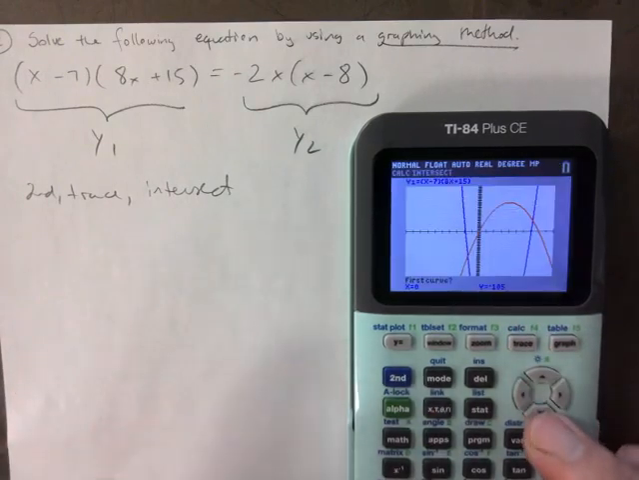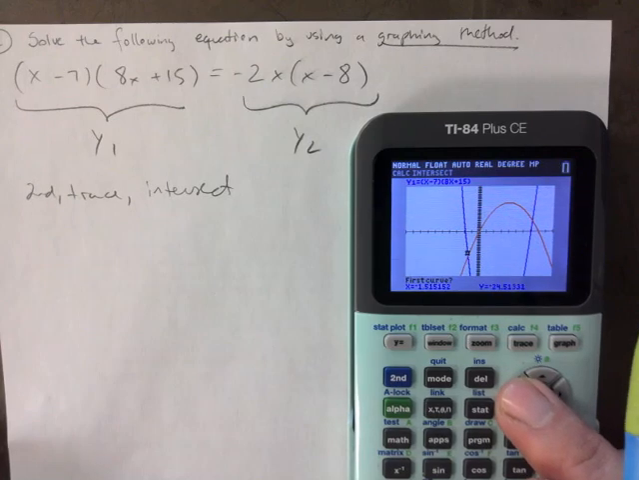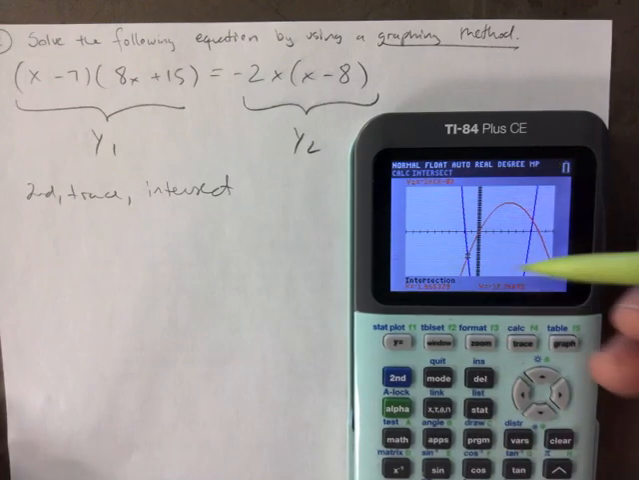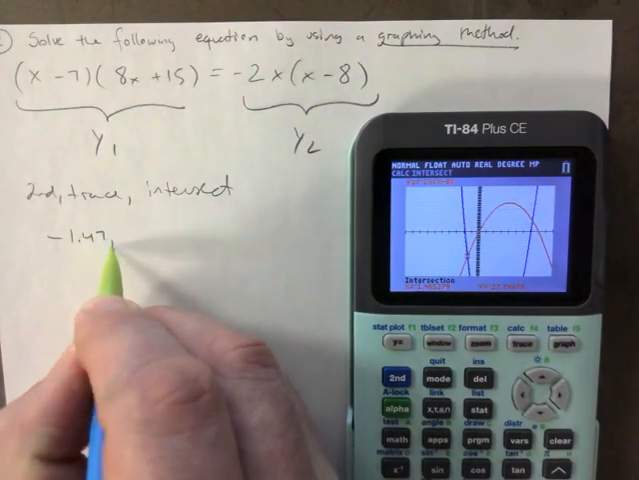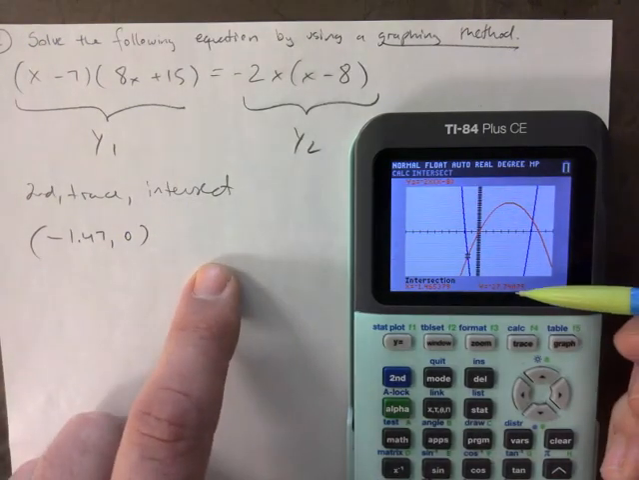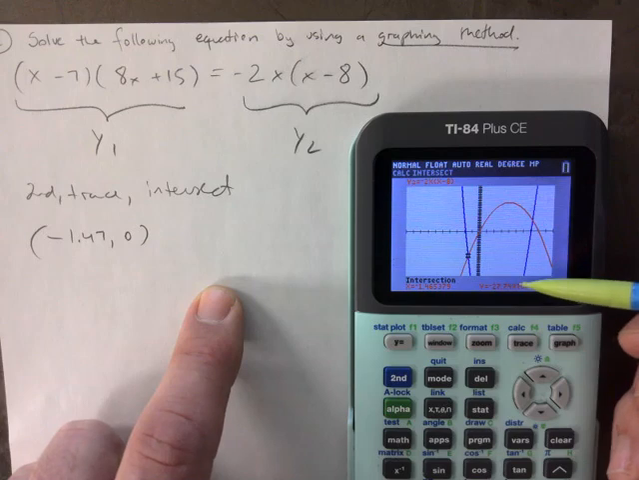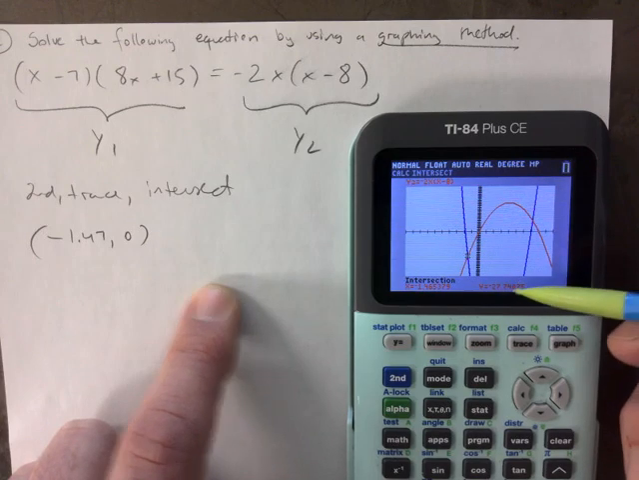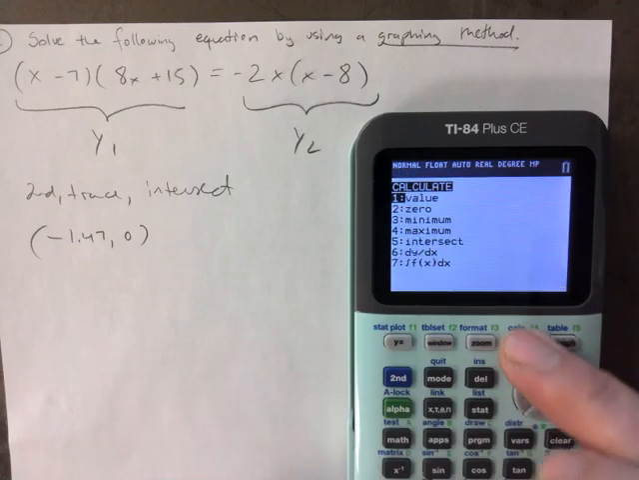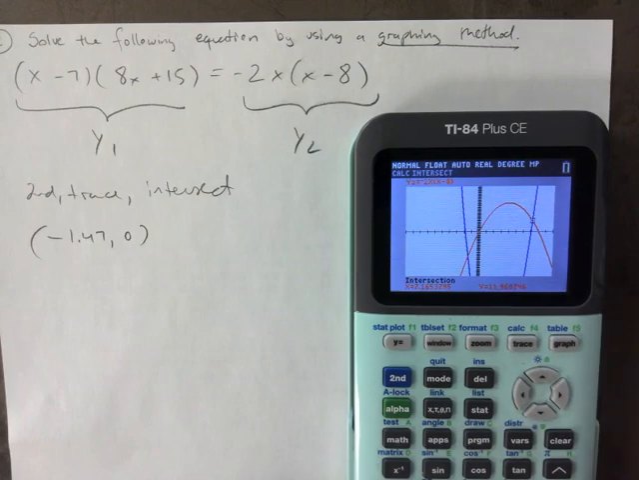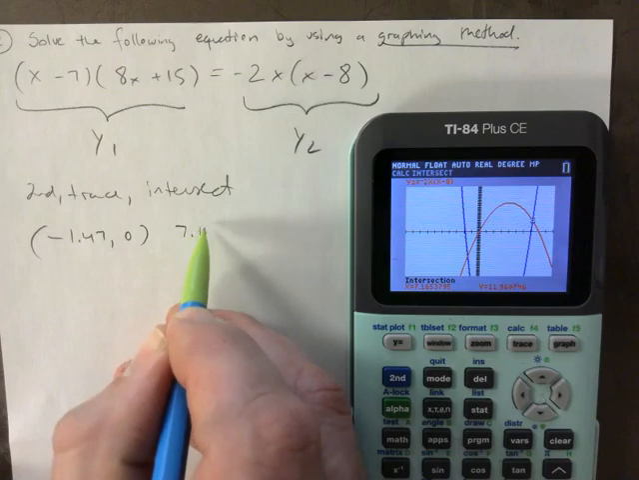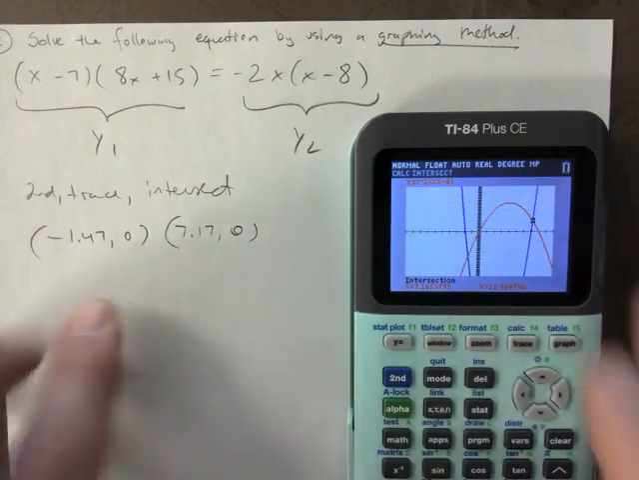So second trace 5. I don't know where my cursor is. There it is. Enter, enter, enter. So the first one is -1.47. 0. I just ignore the y value, okay? When you do it this way, you gotta make sure that is 0, okay? Second trace 5, and if you don't know what I'm talking about, watch the lesson. There it is. Enter, enter, enter, and the second one is 7.170. Okay, that's all you need to do.